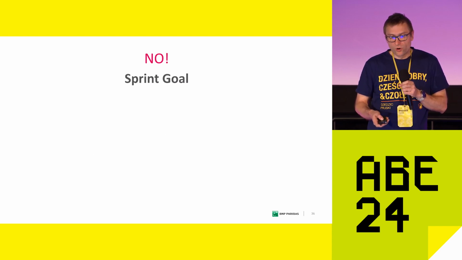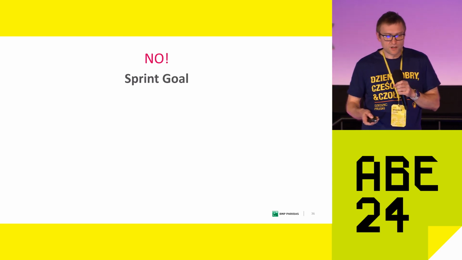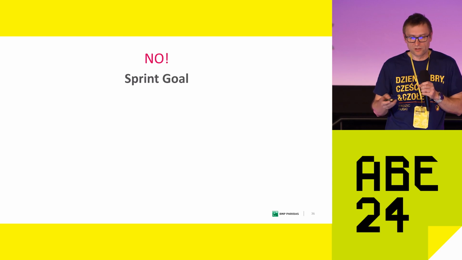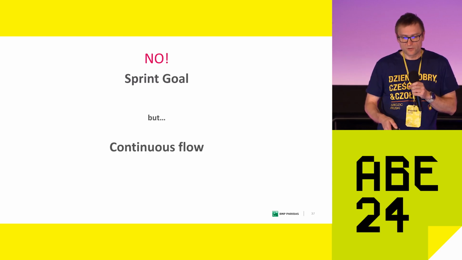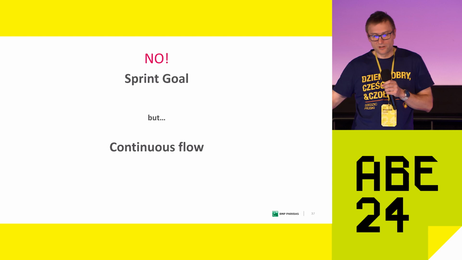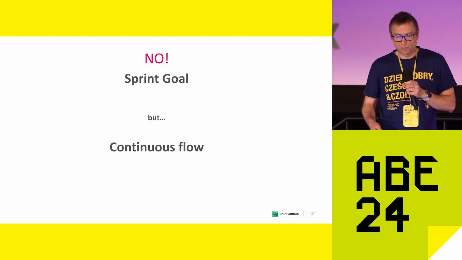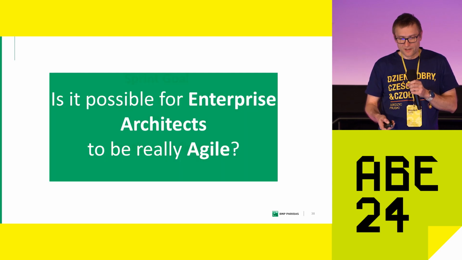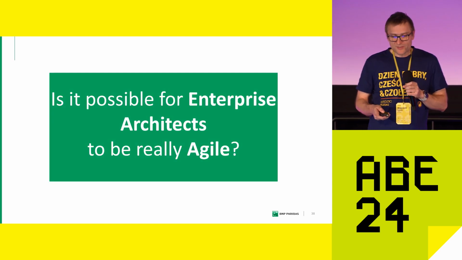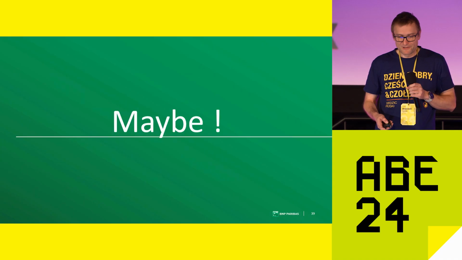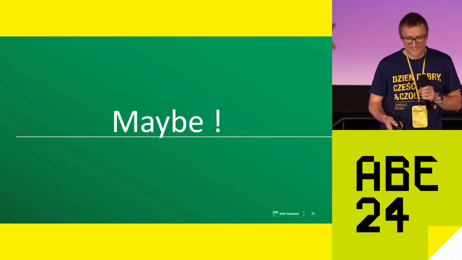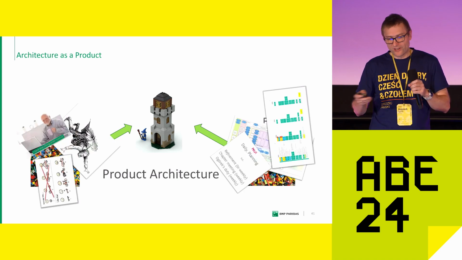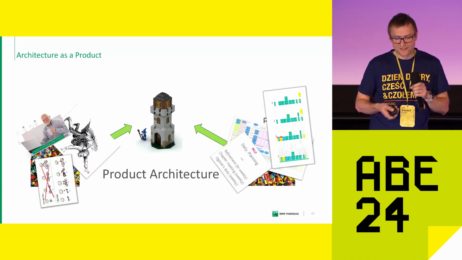And the second, no sprint goal. It's very hard for me. I was trying, but I was unable to find a good goal for each sprint. So instead of that, we have a continuous flow. If there is a new task, it appears on our backlog, there is some work in progress, and so on. So, is it possible for enterprise architects to be really agile? Maybe.